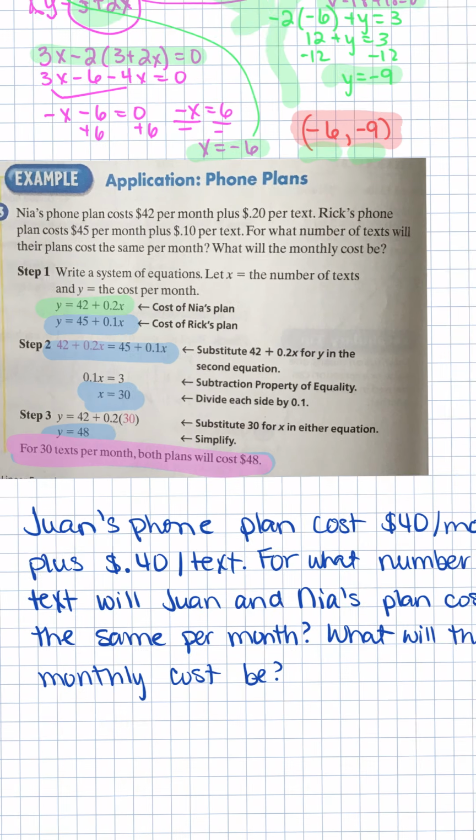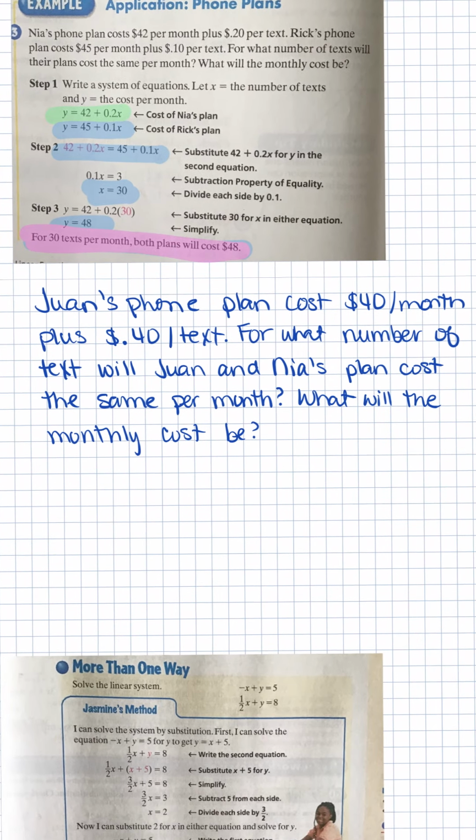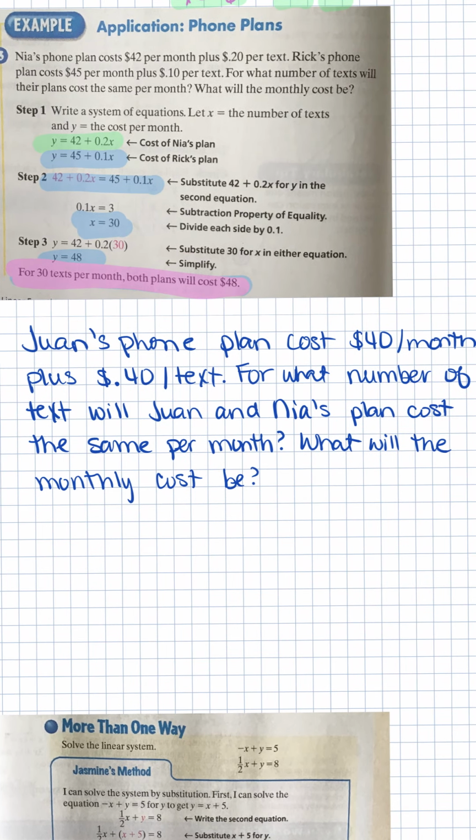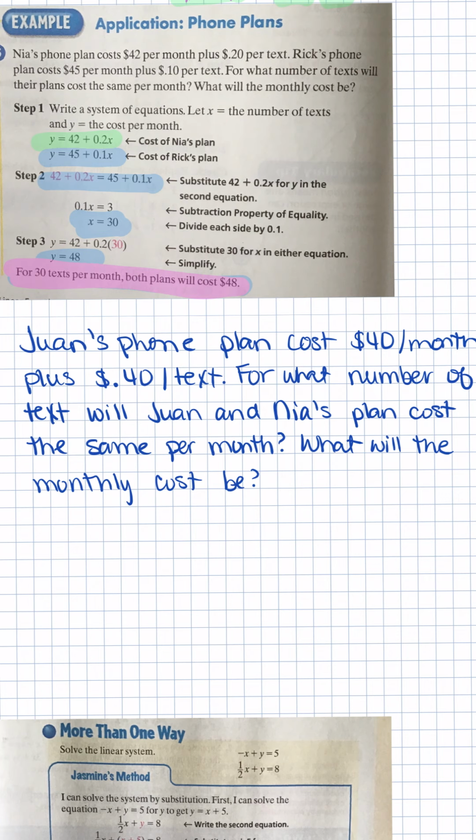Okay, so now you try this one. Here you need to see Nina's also. Juan's phone plan costs $40 per month plus 40 cents per text. For what number of texts will Juan and Nina's plans cost the same per month? What will be the monthly cost? See if you can figure that out on your own. Press pause, come back to me when you're done.